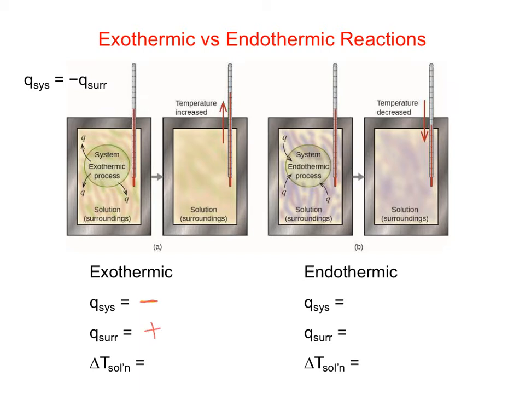And so if the solution is absorbing heat, then the temperature is going to increase. And so the delta T for the solution is going to be positive, right? The temperature of the solution is going to increase. For an endothermic process, we know that Q for the system is positive. That means Q for the surroundings, the solution that we're measuring, is going to be negative. And so the temperature of the solution is going to decrease. And so delta T for the solution is going to be negative.